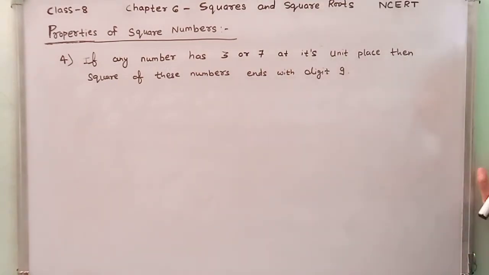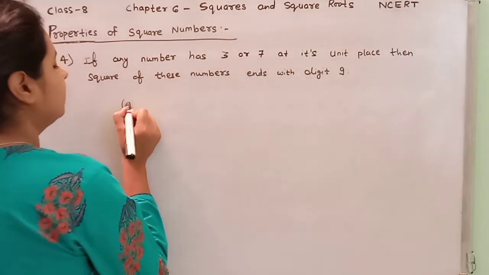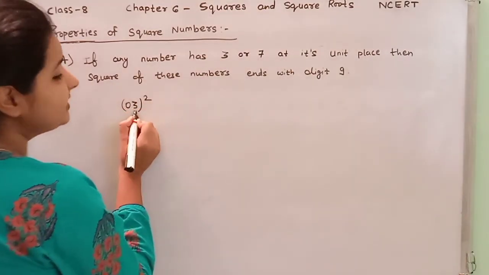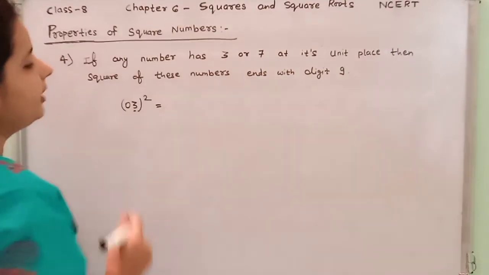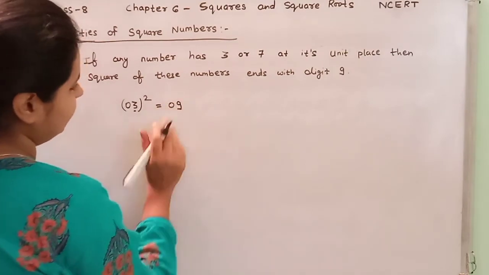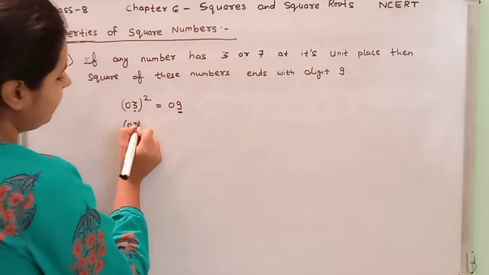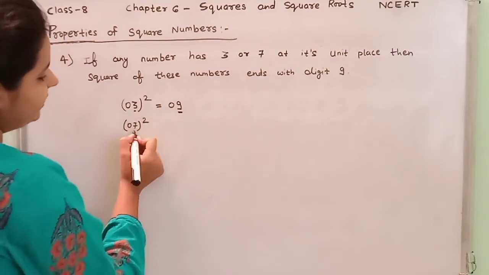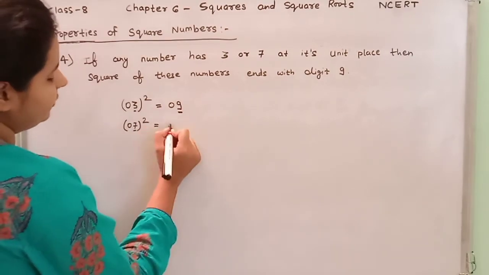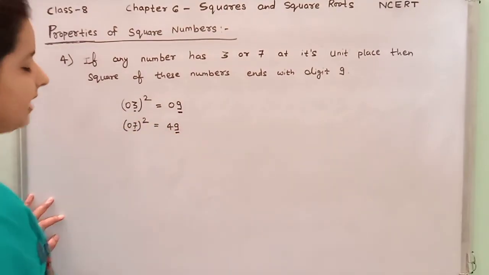So at first see with concentration what I wrote here. Property number 4 is, if any number has 3 or 7 at its unit place, then square of these numbers ends with digit 9. So see the examples. Unit place is 3. Fine. If I square 03, I will get 09. Square number ends with digit 9. Now square of 07. Here is the unit place 7. Now the square of this number is 49. Square of this number ends with 9.